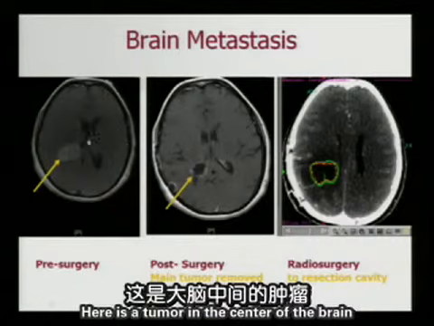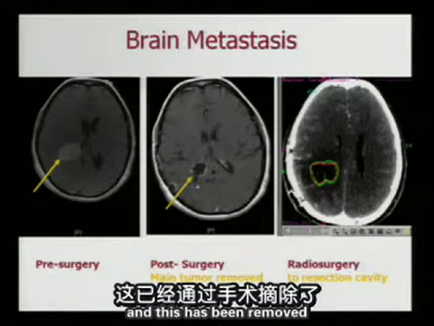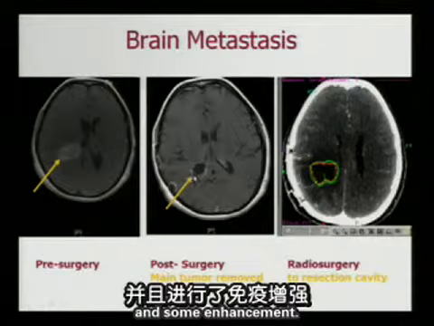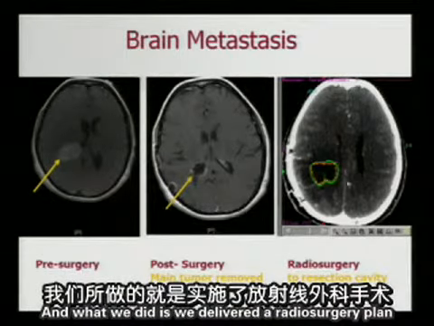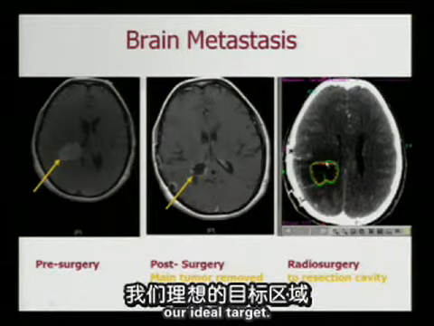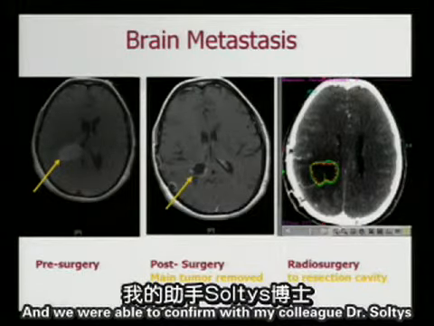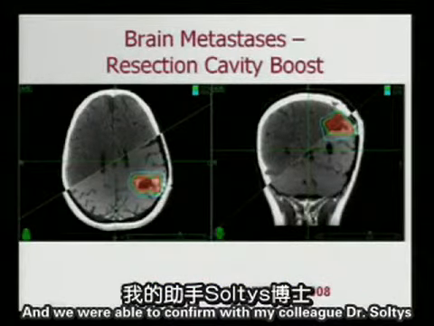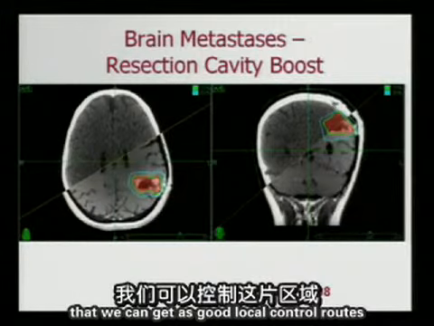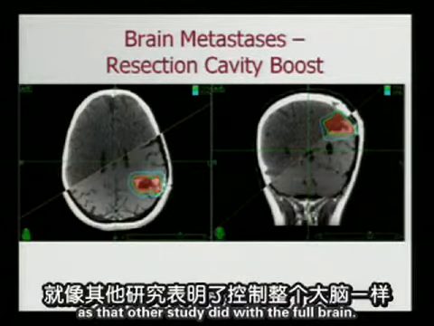Here's a tumor in the center of the brain, and this has been removed by surgery, leaving a little hole there and some enhancement. And what we did is we delivered a radiosurgery plan with this green representing this very high dose, our ideal target. And we were able to confirm, and my colleague, Dr. Soltis, who works under me, published this last year, showing that we can get as good local control rates as that other study did with the full brain.